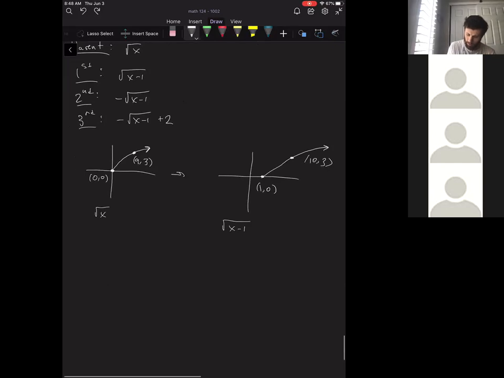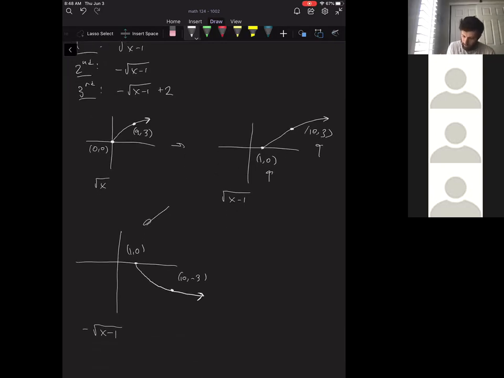Now we do the minus square root of x minus 1. So this minus in the front means we multiply all the y values by a minus sign. Well, that's a y value of 0, so nothing changes there. Positive 1, not minus 1. And then this has a y value of 3, so now that becomes minus 3. So 10, minus 3. We connect those with that same shape. So basically the graph just turns upside down.